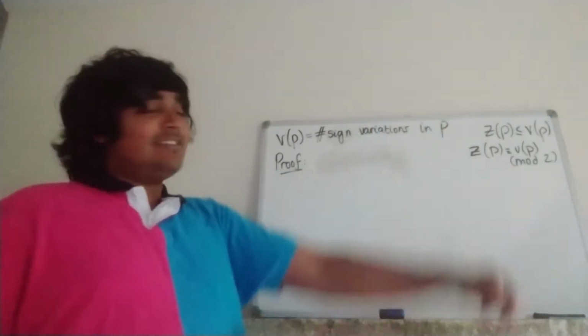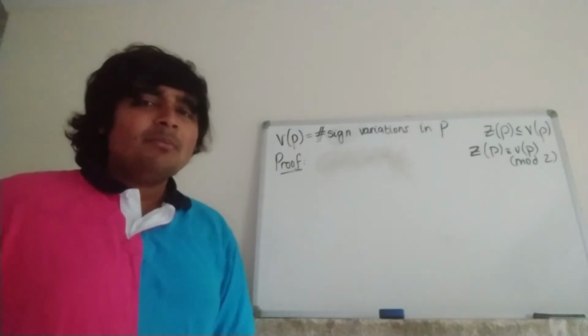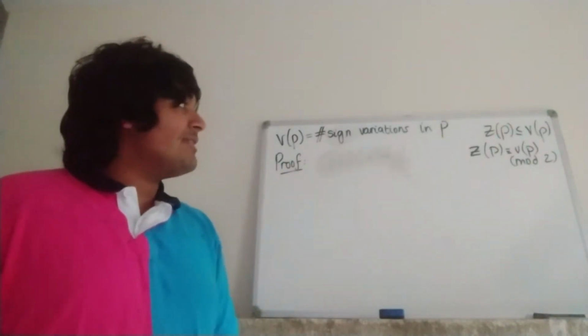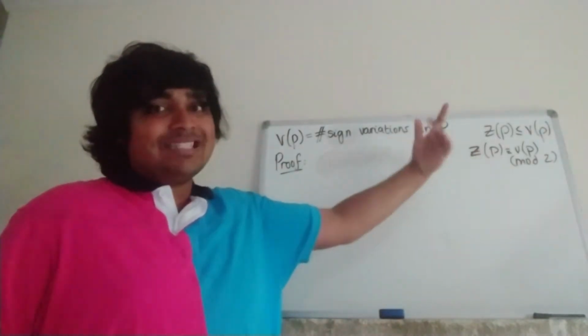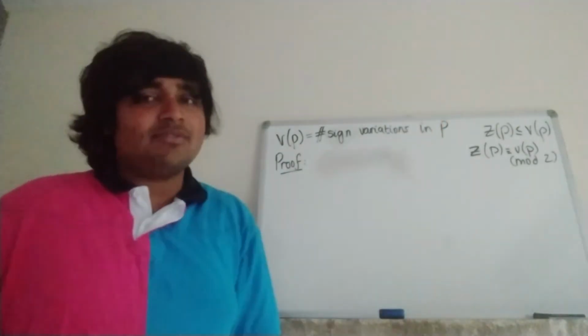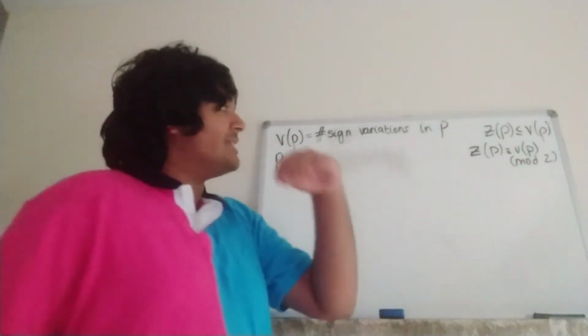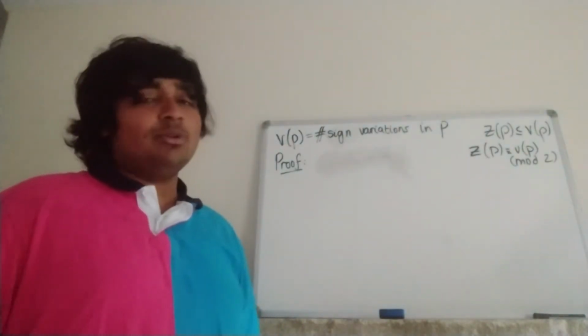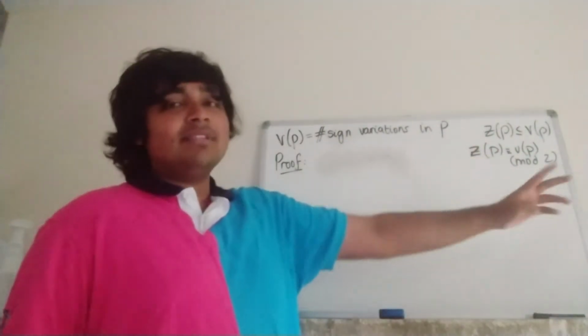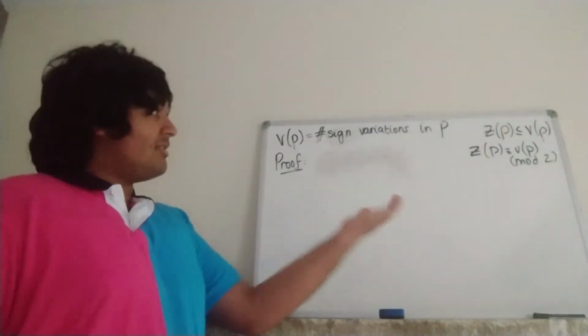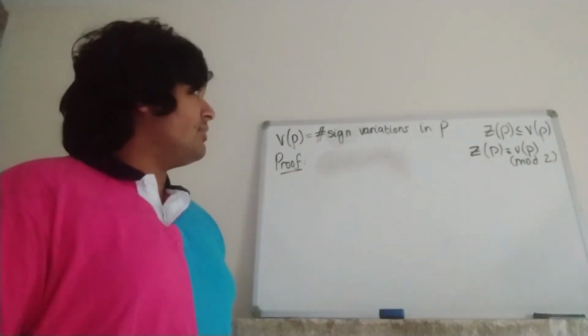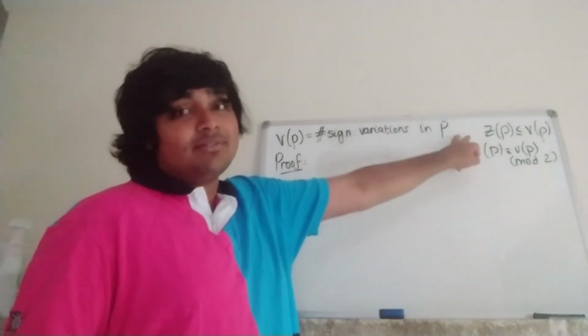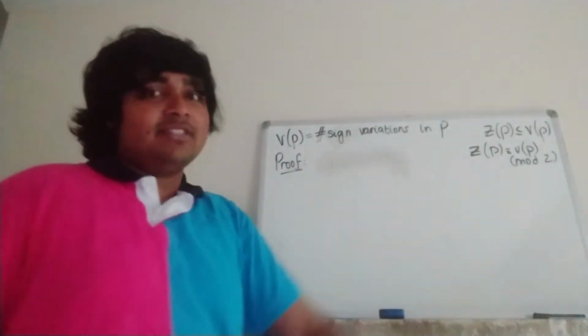Okay, now we claim that Z of P is less than or equal to V of P. But what's really interesting about this proof is that we actually have to prove this result simultaneously with the first result. So we're actually going to be proving these two things here. What's the second one? It's that Z of P is congruent to V of P mod 2. In other words, they have the same parity. Remember, Descartes' rule of signs is just that Z of P is less than or equal to V of P, but we actually have to prove both of these together.